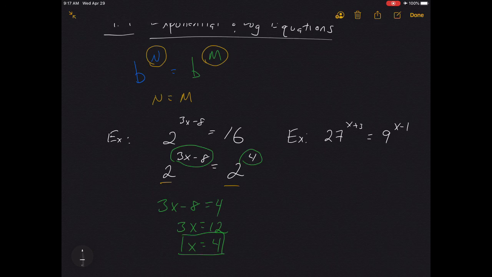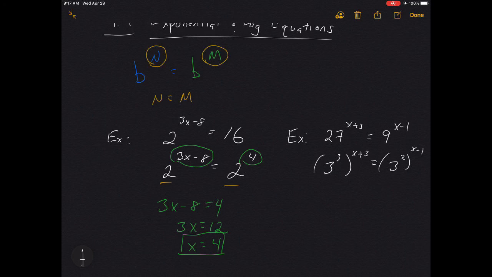So we're going to go ahead and rewrite those as powers of 3 so that now I'll have the same base on both sides. So this is going to be 3 cubed, that's what 27 is, but don't forget you still have to raise that to the x plus 3 power. And then on the right side, 9 is 3 squared, and don't forget you still have to raise that to the x minus 1 power. Now I have two things on either side with the same base.